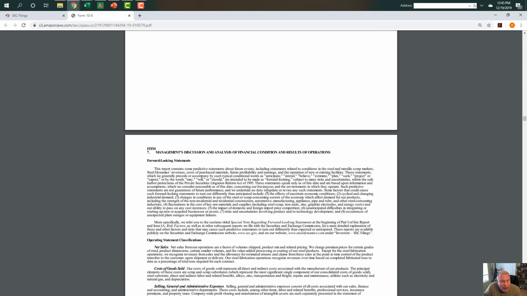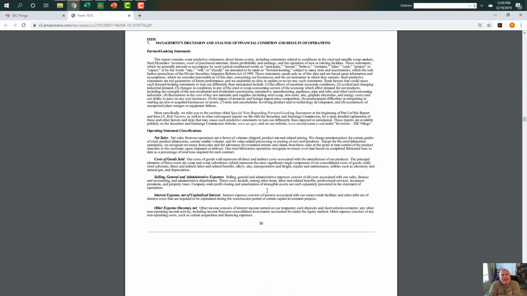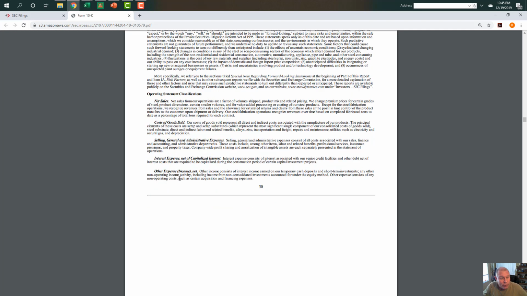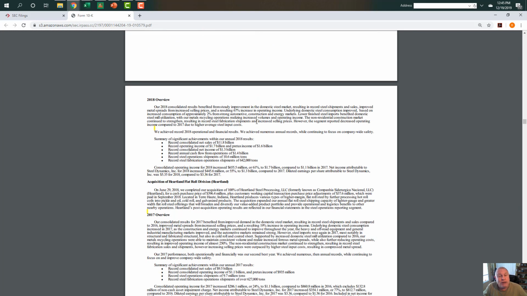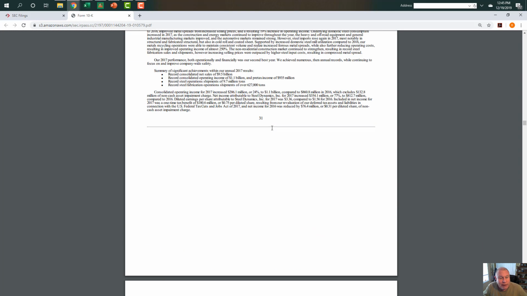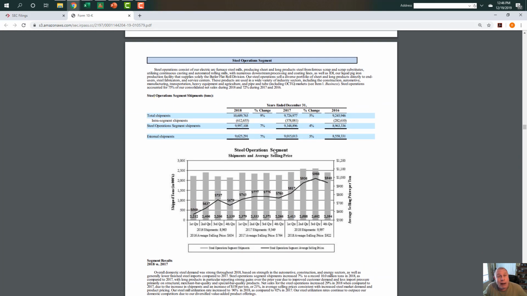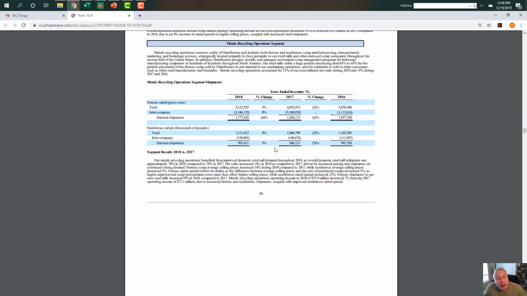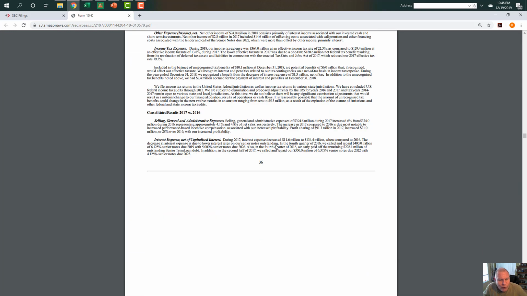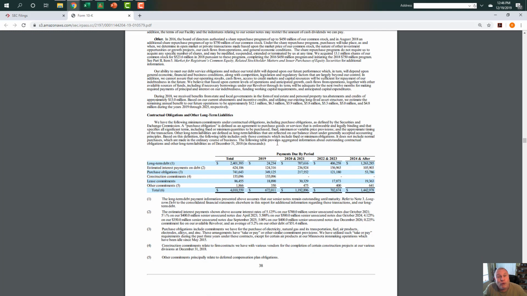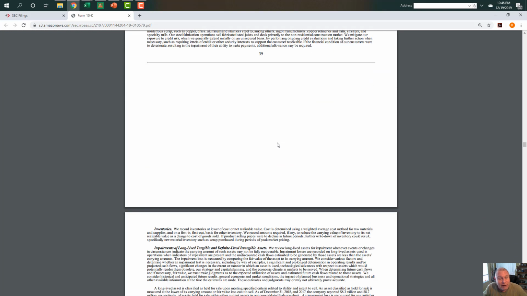But as we keep going down, item 7 is everything you're going to need to understand what's going on. It tells you there are forward-looking statements, but it goes through how they classify things and what goes into them. It talks about what happened, and it will show you all this different detail about the different operating segments. Your companies will have this too. So you really need to spend some time reading this and understanding that.